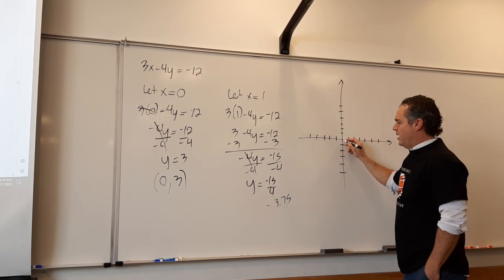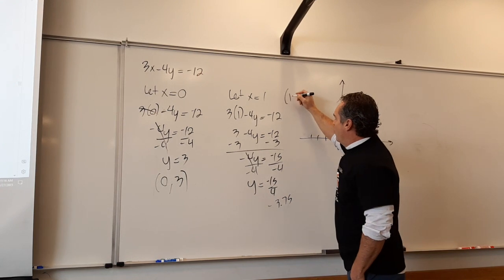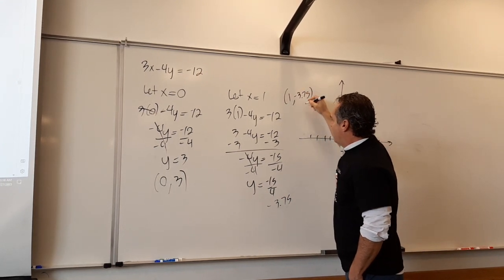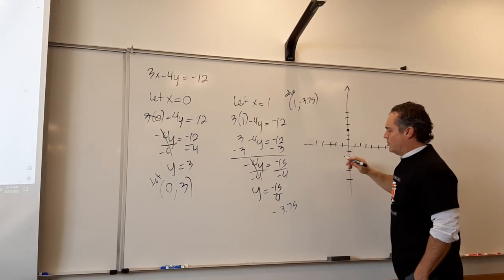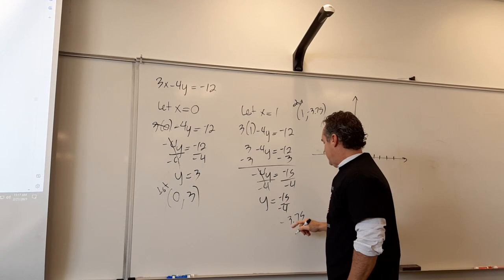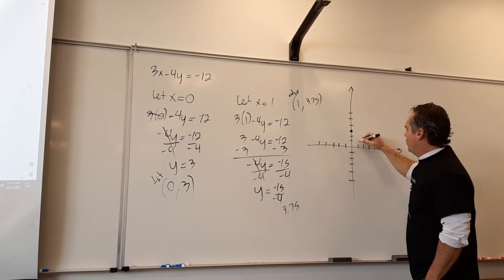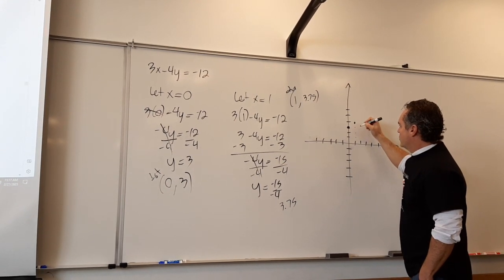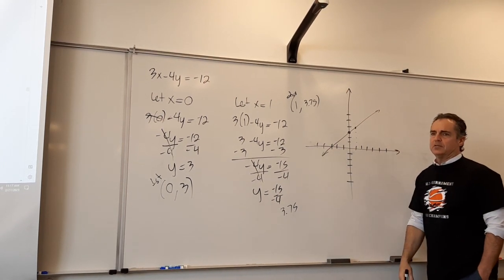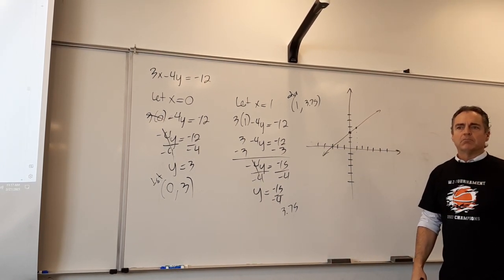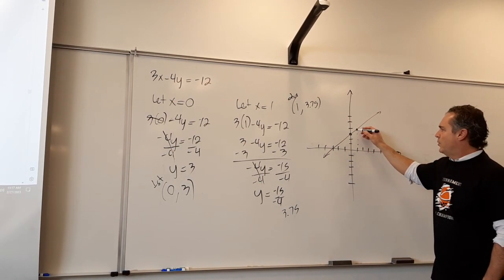Okay, so we have 0, and then we go up 3. Agreed? Yeah. And then on this one, we have 1 comma negative 3.75. So this is my first point, and this is my second point. It is positive because we divided each one by a negative. Thank you. So I have 1 and 1, 2, 3 and a quarter, or something like that. And that's our line. Oh, I guess that's positive. So we went 1 and 3.75-ish right in there.